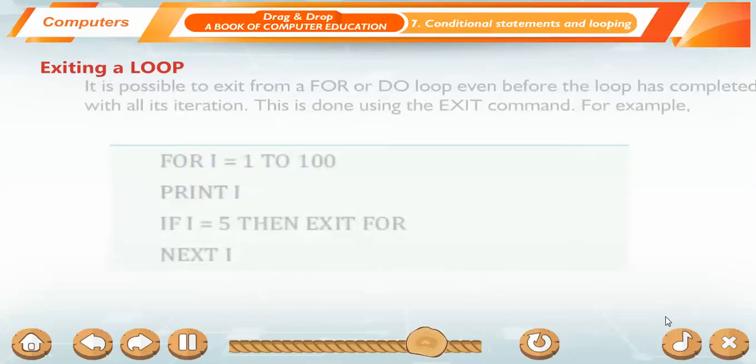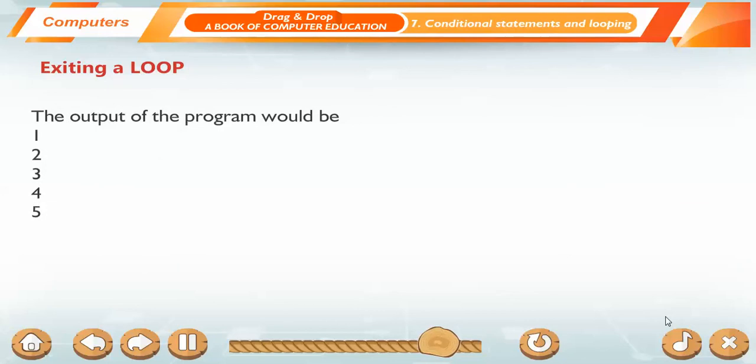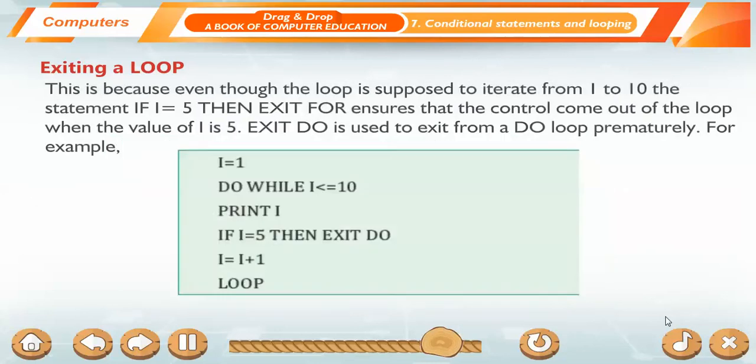Exiting a loop. It is possible to exit from a for or do loop even before the loop has completed all its iterations. This is done using the exit command. For example, for I equal to 1 to 100, print I. If I equal to 5, then exit for. Next I. The output of the program would be 1, 2, 3, 4, 5.